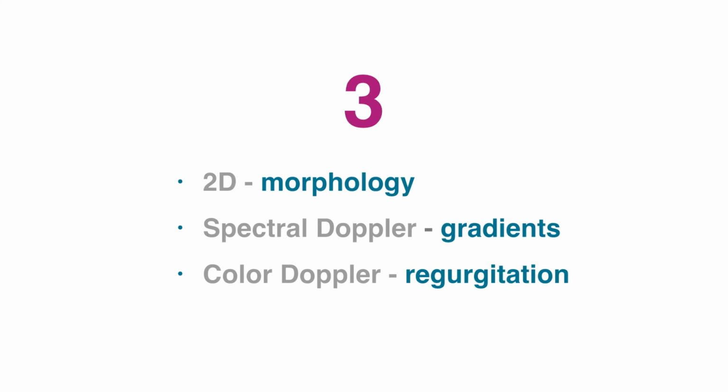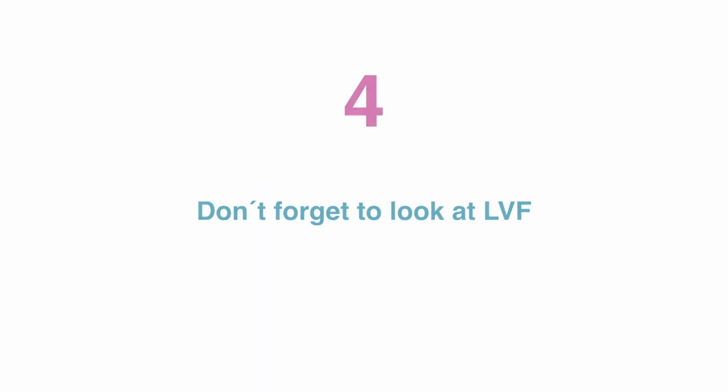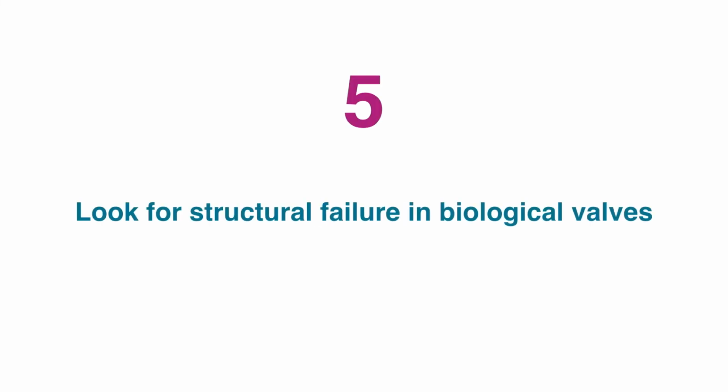Three, 2D is needed for the morphology of the valve. Spectral Doppler is needed for the gradients. And finally, the color Doppler is needed to detect regurgitation. Four, don't forget to look at the left ventricular function. Five, look for structural failure in biological valves.